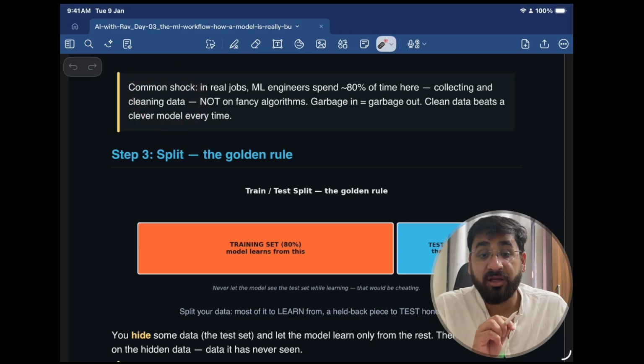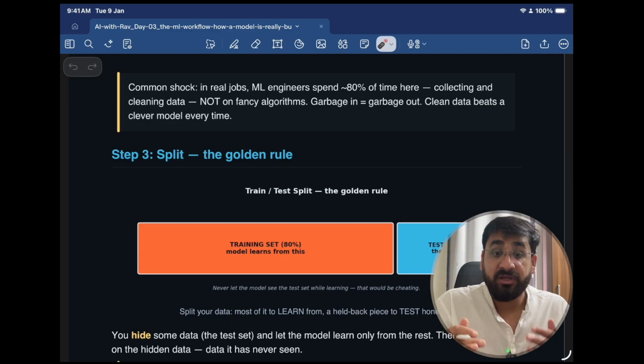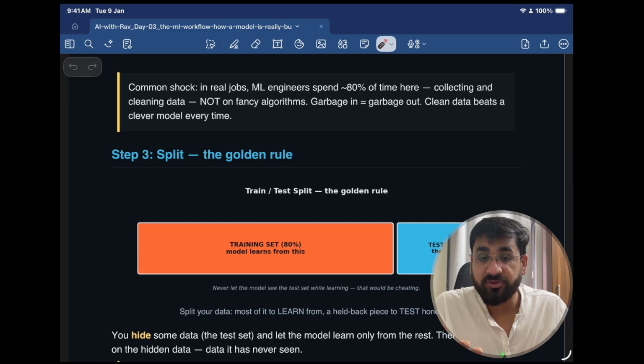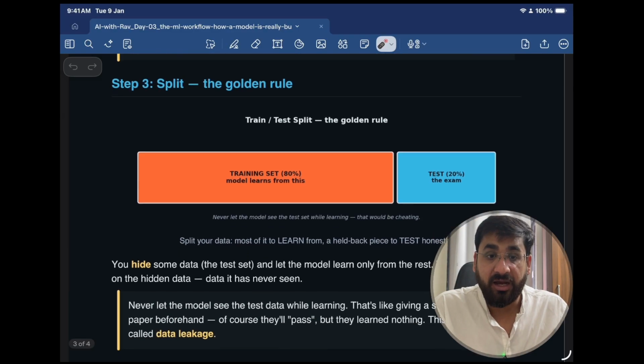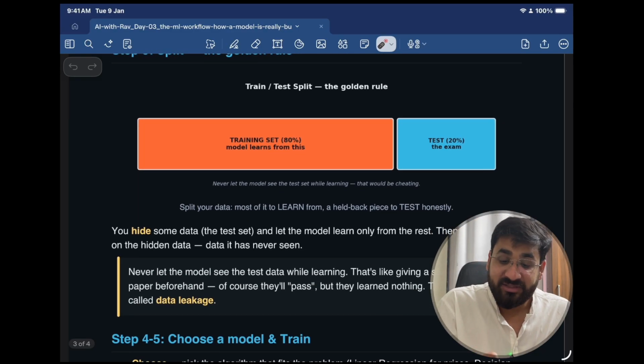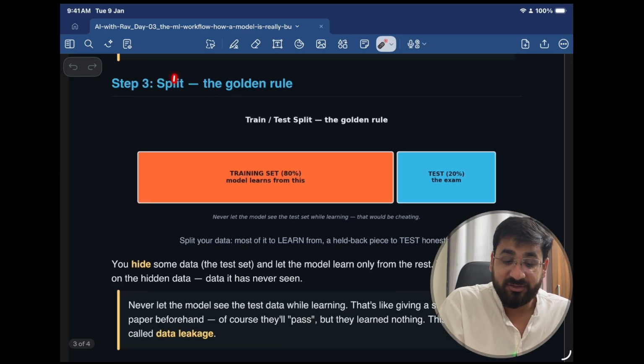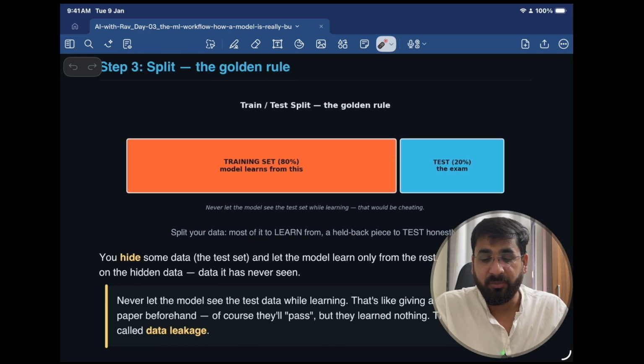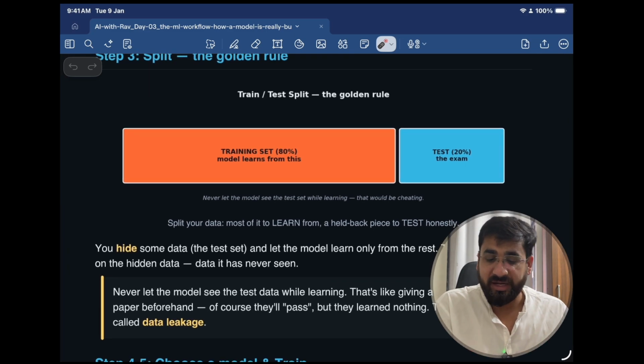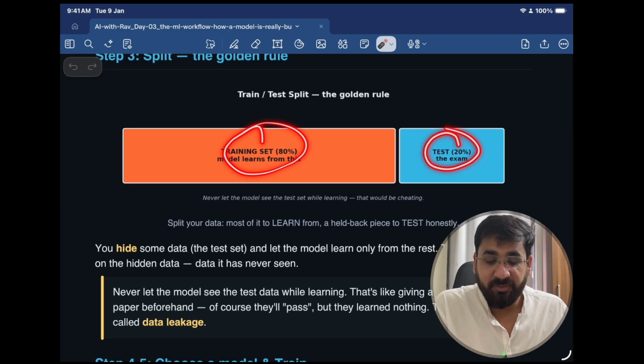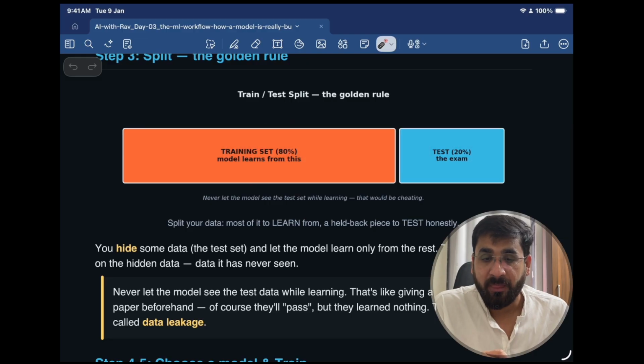You can understand the gravity of the first two processes that we are not taking into account while we are learning. When you work on a machine learning project, then you will understand the gravity of these first two steps. After that, the third step is splitting. This is the golden rule, the 80-20 principle. 80% of the data you keep for training the model and 20% for testing, right?